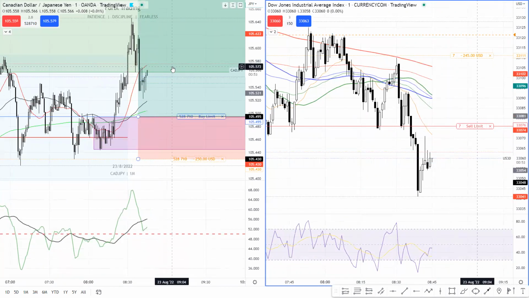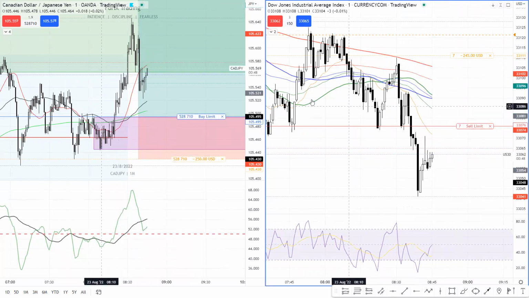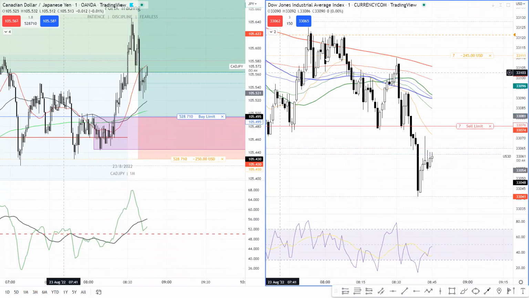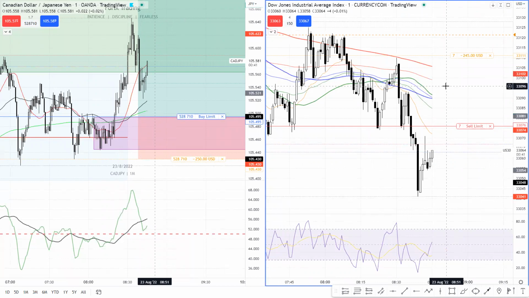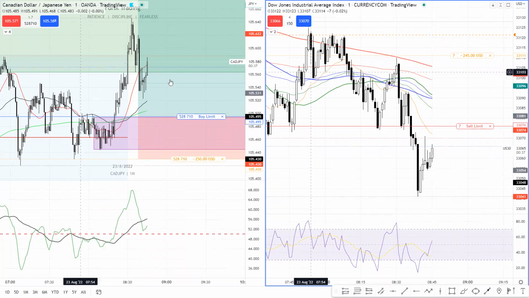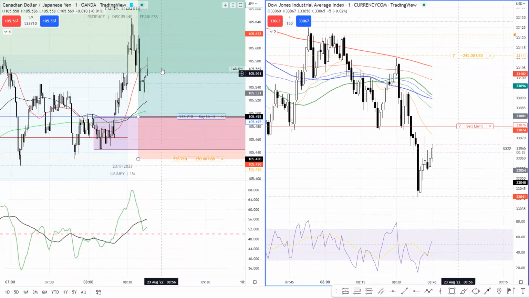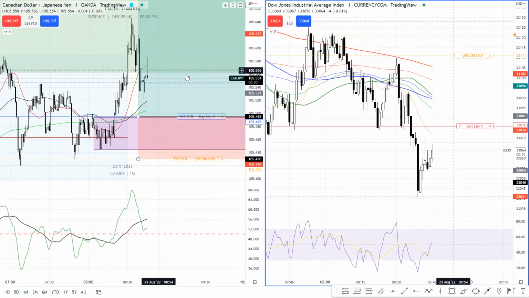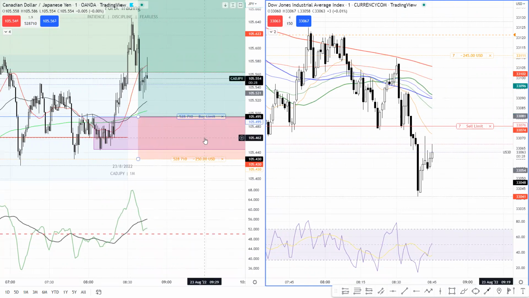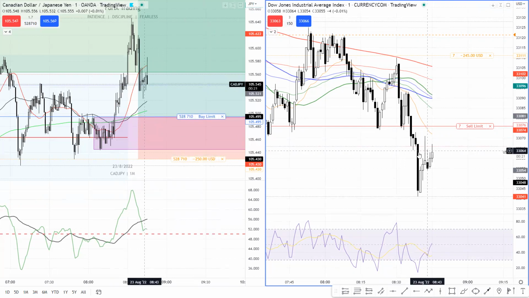CAD JPY looks good for a sell, short-term sell. I do want to sell CAD JPY right now. I think that would be a... you have a position open on CAD JPY.